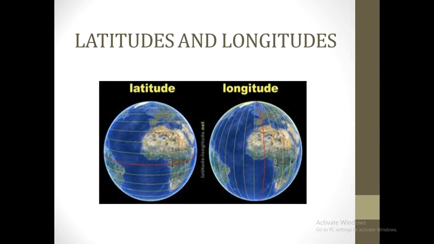Today we are going to discuss latitudes and longitudes. We know the earth is spherical in shape, so it is difficult to identify the specific location of a place, but one can locate any place with reference to a fixed point on earth. The North Pole and South Pole are fixed points on the earth, so the latitudes and longitudes are drawn based on them.